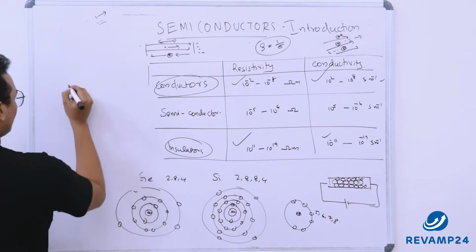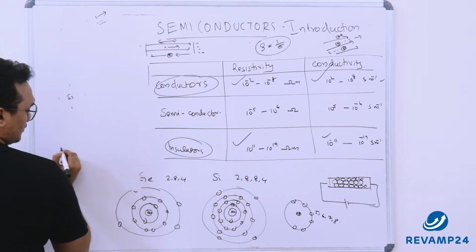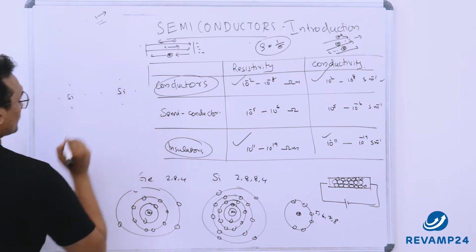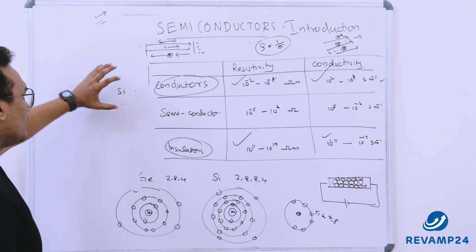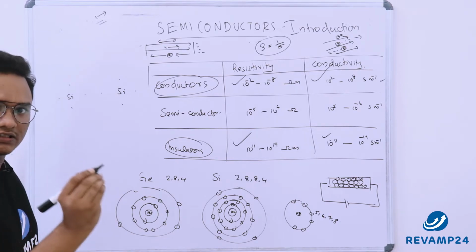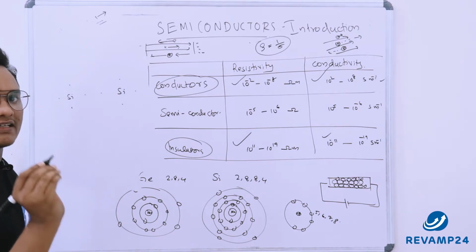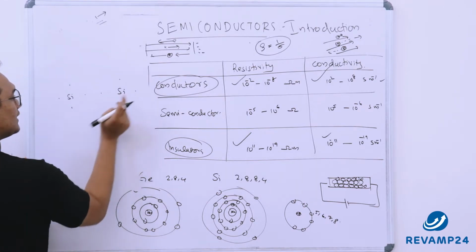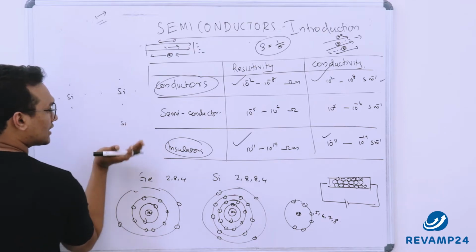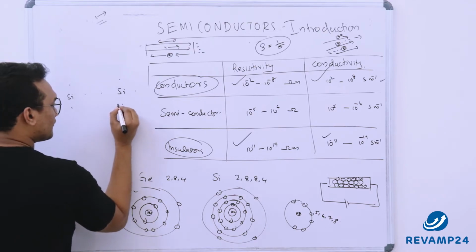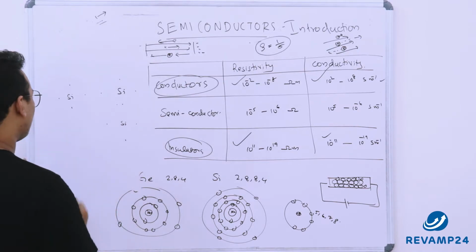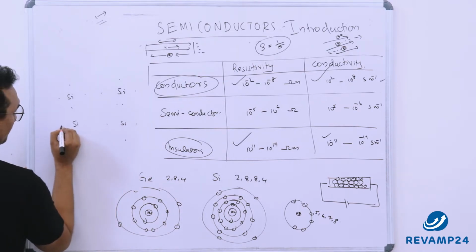Silicon has 4 electrons. Now when these 4 electrons accept 4 more electrons, that has stability, right? Because that represents a valency of 8. So what does this silicon do? It will share 4 electrons from nearby atoms. Okay, I will draw this here.